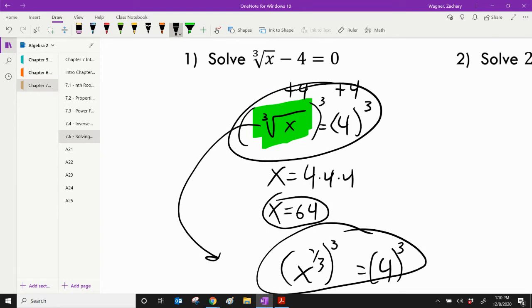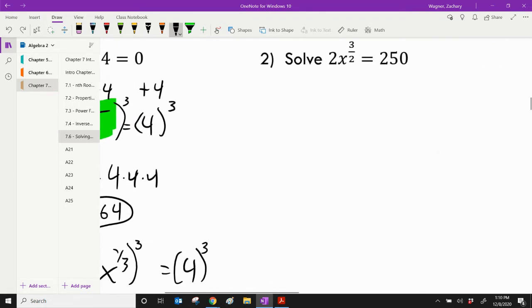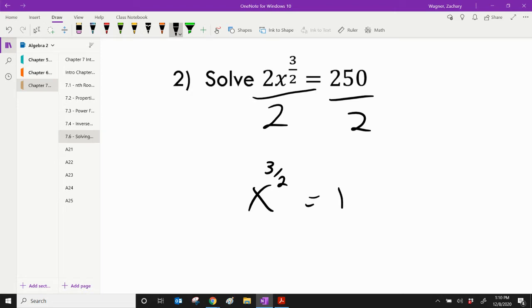One has a root, the cubed root. One has an exponent of 1/3. Whatever makes sense to you is the right way to do it. Because here, we will be doing that operation. First things first, you want to get rid of your coefficient. You want to isolate just your x term. What you're left with is x to the 3/2 equals 250 divided by 2, which is 125.